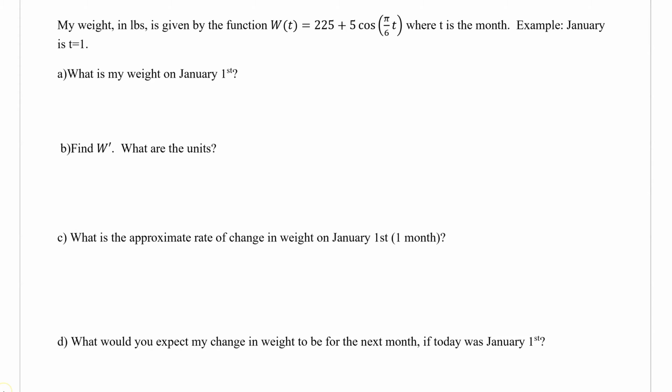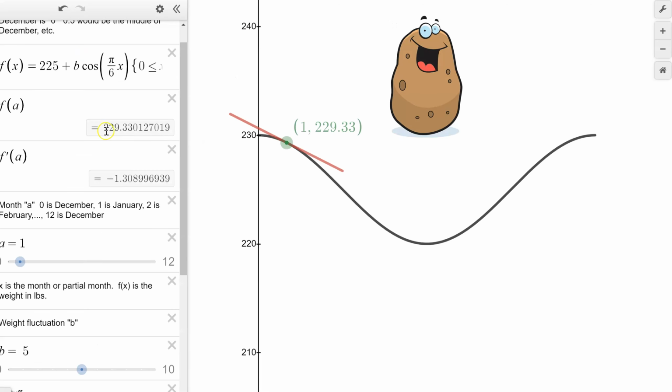In this video, we're going to introduce relative change, or relative percent change, because it's important. So let's take a look at our example we had before. My weight in pounds is given by this function, where t is in months. For example, January 1st, t is 1. If you remember, this is our graph before.